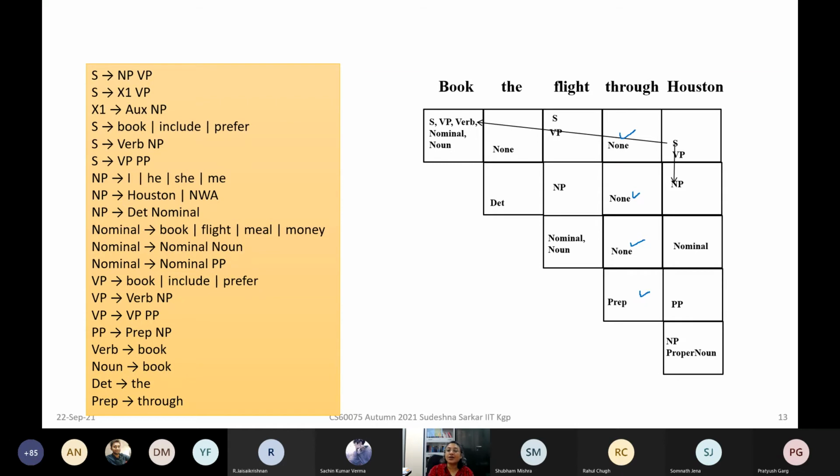Then I come to the last column. Houston is a proper noun. It's also a noun phrase. Then through Houston we find to be a PP. And then flight through Houston is a nominal, which we get from the rule nominal goes to nominal PP. And then the flight through Houston we get as NP. By which rule? How do we get this as NP?